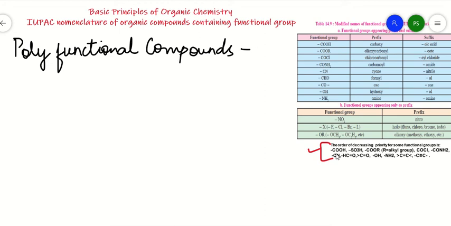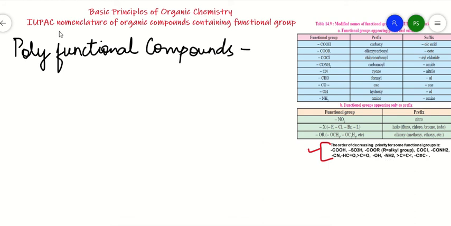For example, if you have COOH and CN together in one compound, COOH will be treated as the principal functional group and CN would be the substituent. If COCl and OH groups are there in a compound, COCl would be your principal functional group and OH would be your substituent. So for COCl I will take suffix and for OH I will take prefix. This is how we select the principal functional group and substituent in polyfunctional compounds.